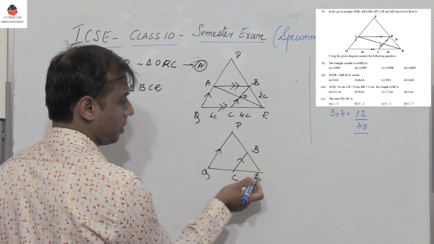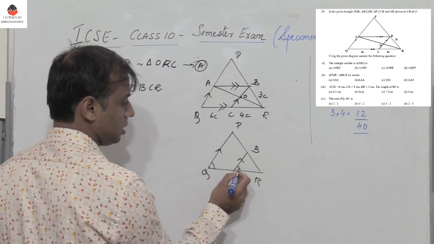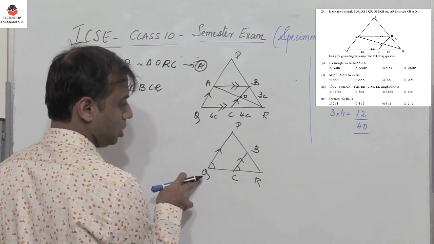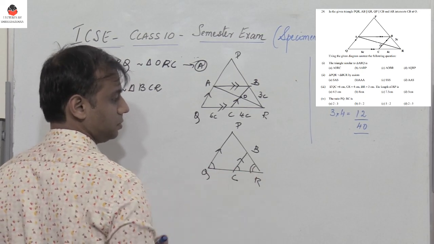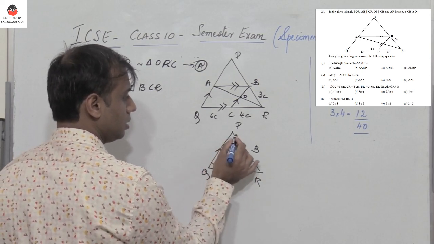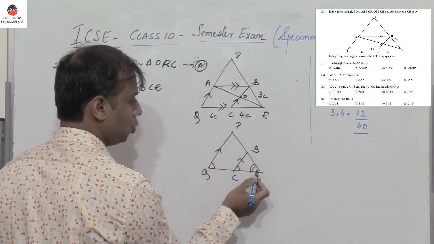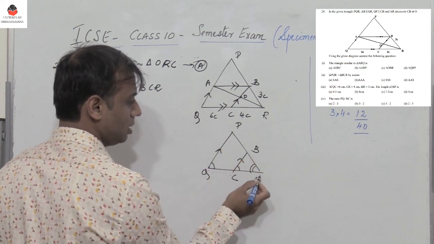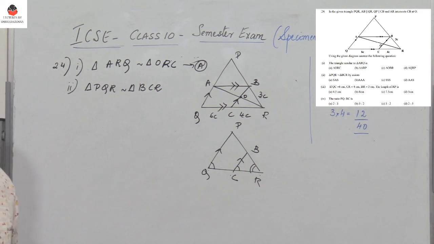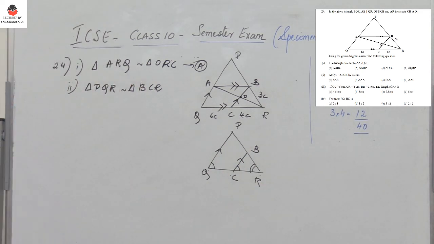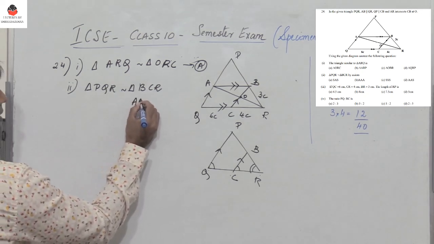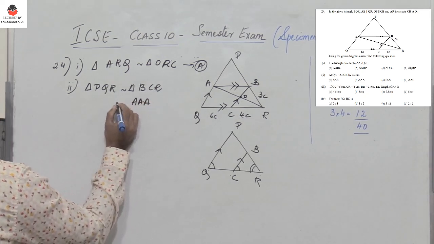If these two lines are parallel, then this angle is equal to this angle. That is, angle Q is equal to angle C. And this is the common angle. And definitely angle QPR will be equal to angle CBR, because two angles of a triangle are equal. So the third angle will also be equal. So this is by the axiom angle, angle, angle. So it is option B.